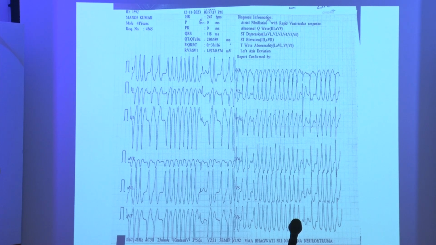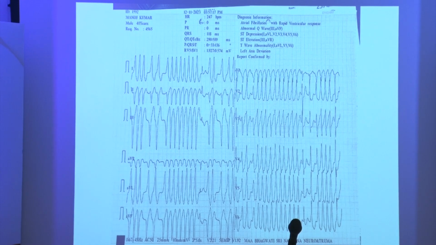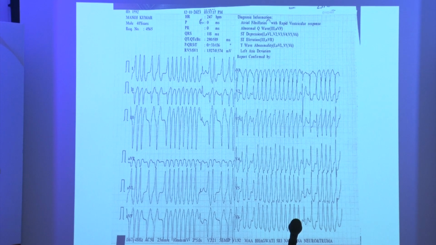I'll go to the question and then come back to see the ECG, unless somebody wants to still think. Some of the interesting things in the ECG which I can help you with: look at this beat. You see this beat? Look at this beat. It's giving some clues to you. What happened here?